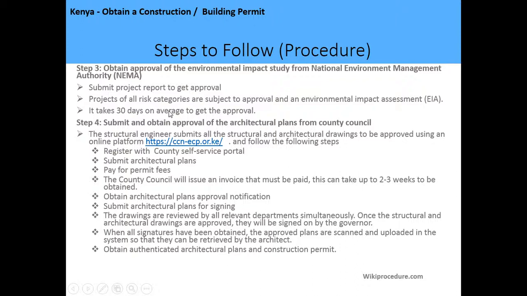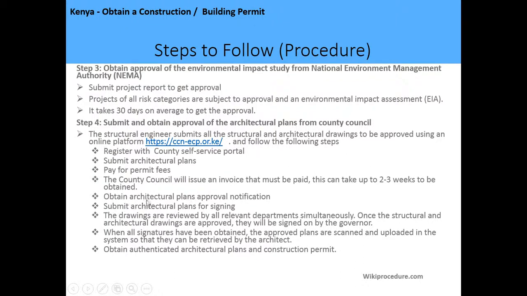After you've gotten your approval from NEMA, you go to the fourth step, which is where you're supposed to get approval for your architectural plans from the city council. So how this is done, you're supposed to submit the architectural plans to get approval, and this is done online. You're supposed to register on this online portal. You're going to visit it and submit all the structural and architectural drawings to be approved. And the steps to follow are: register, submit the plans, pay for the permit fees. The county council will issue you with an invoice to go and pay.